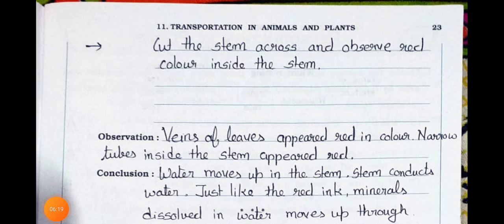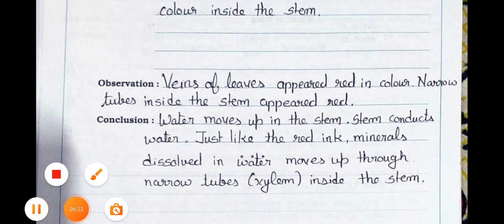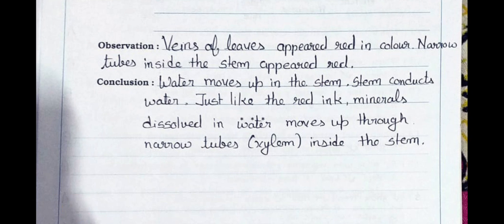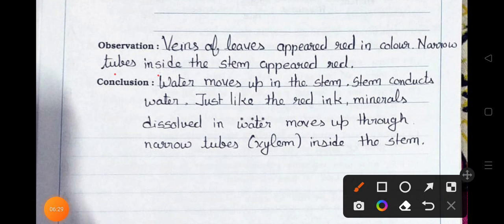Cut the stem across and observe the red color inside the stem. Observation: veins of leaves appeared red in color, narrow tubes inside the stem appeared red. Conclusion: water moves up in the stem, which conducts water just like the red ink. Minerals dissolved in water move up through narrow tubes, xylem, inside the stem.